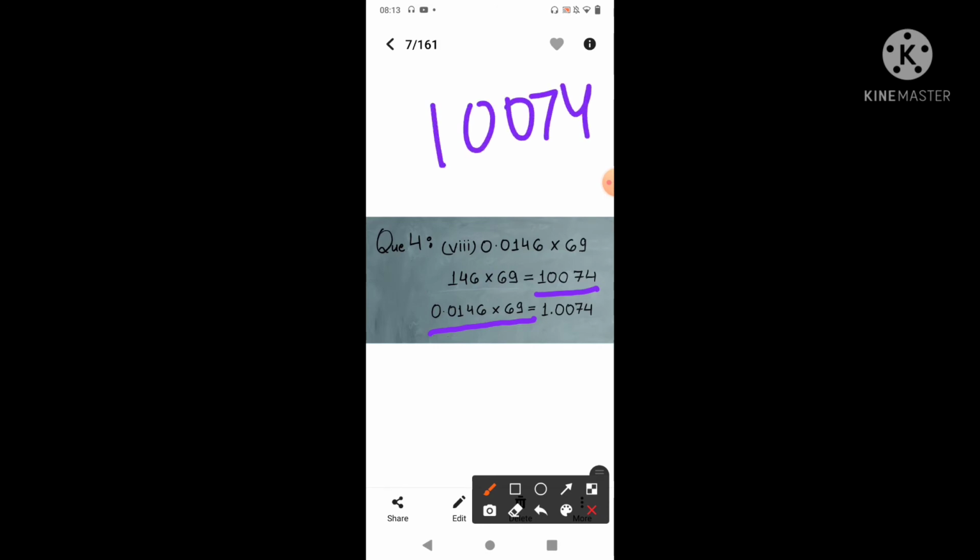then we will count the number of decimal places in the decimal number. How many were there? There were 4 places in the decimal number. So in the product also we will mark the decimal before 4 places, 1 2 3 and 4. So the decimal point will come here. So our required answer will be 1.0074. So this is our required answer, 1.0074.